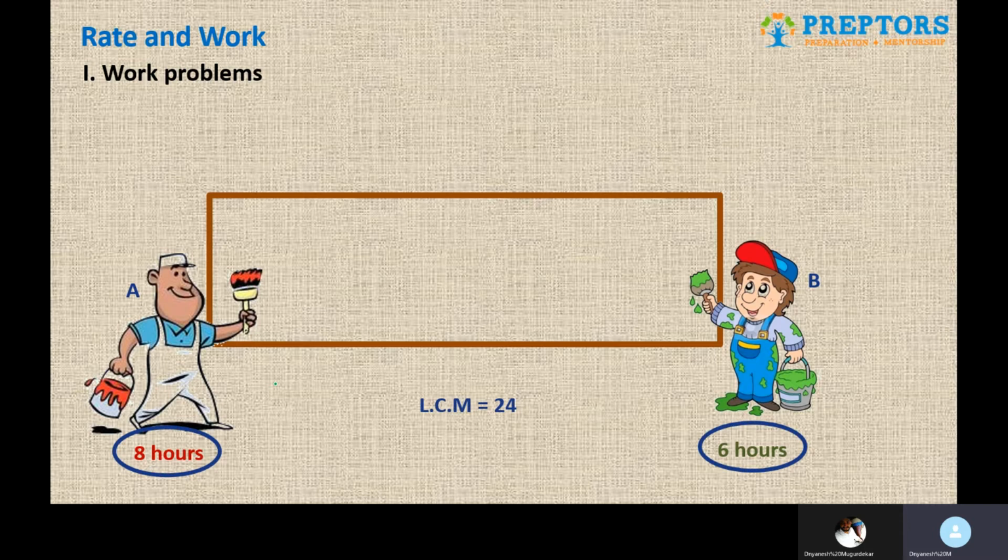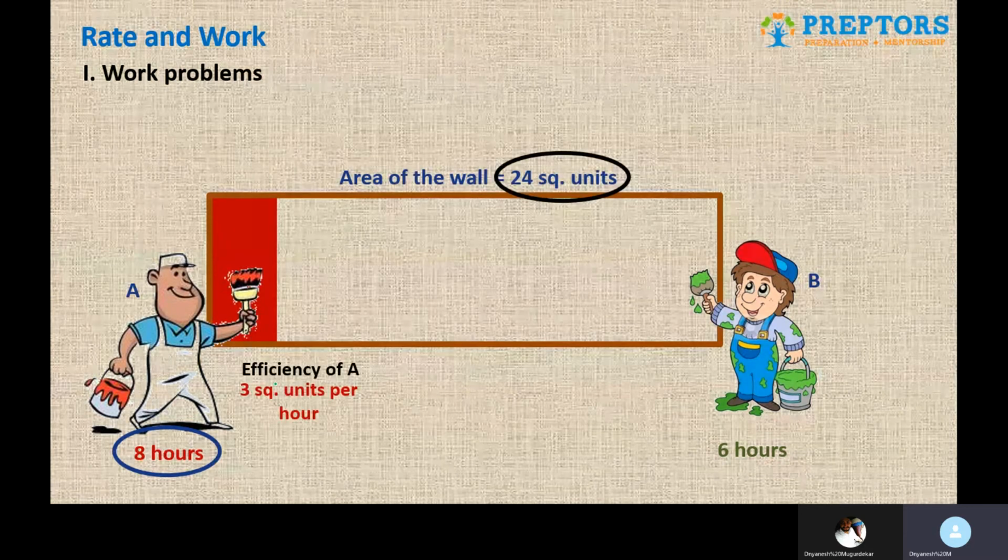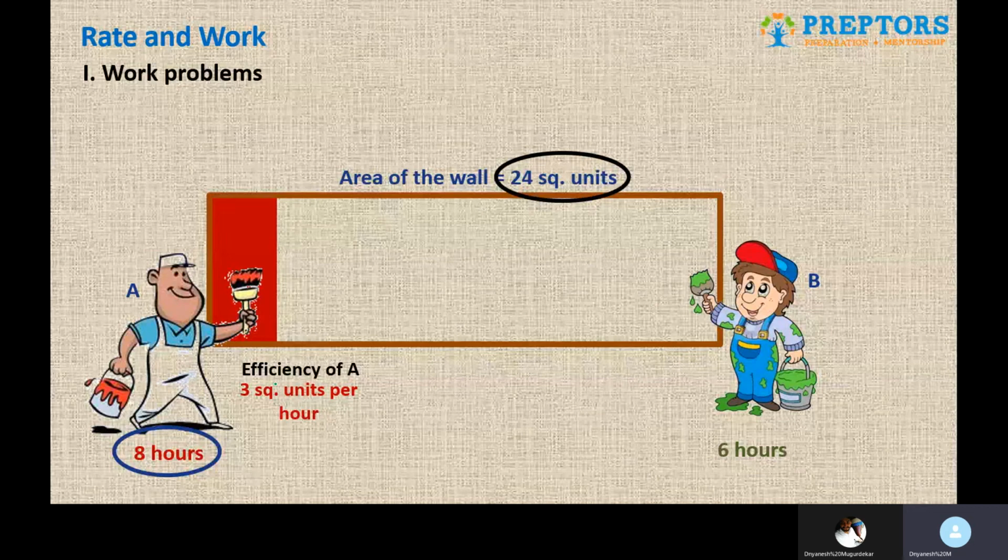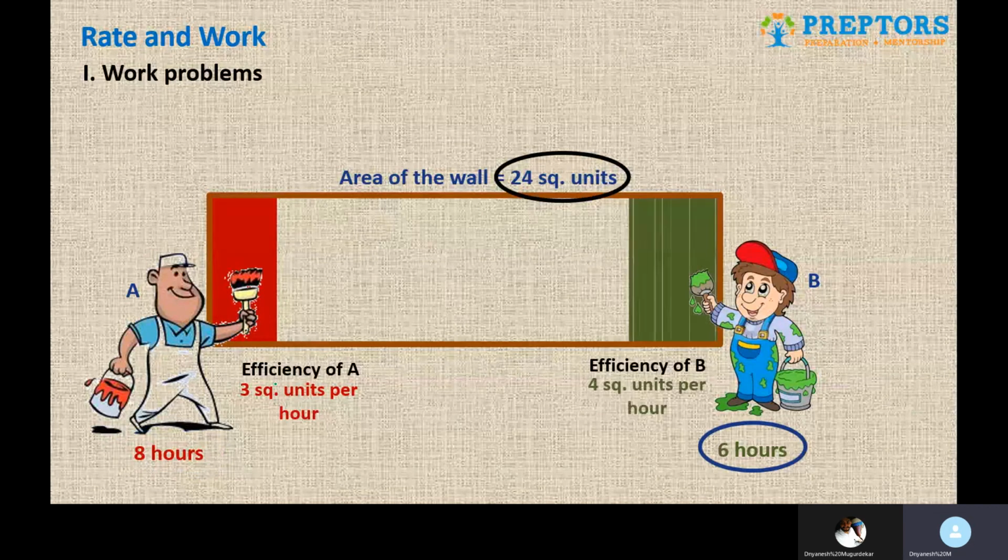Once you assume the work done as the LCM, what you do next is find the individual efficiency. To complete 24 units, A takes 8 hours. That means his individual efficiency is 3 units per hour. Similarly, B takes 6 hours to finish the 24 units of work. That means B's efficiency is 4 units per hour. So A's efficiency is 3 units per hour, B's efficiency is 4 units per hour.